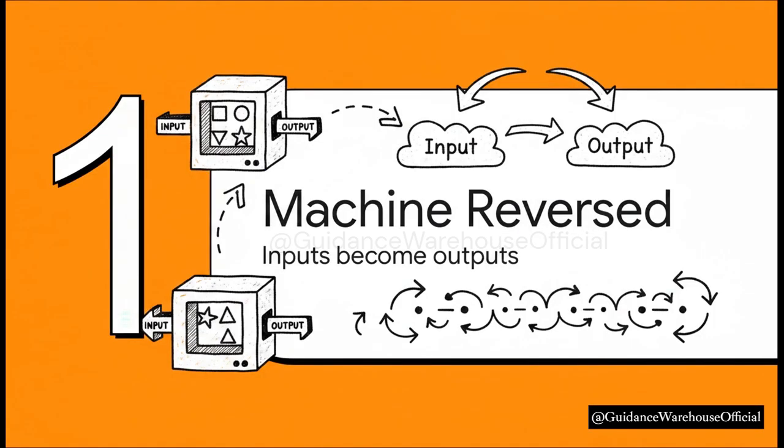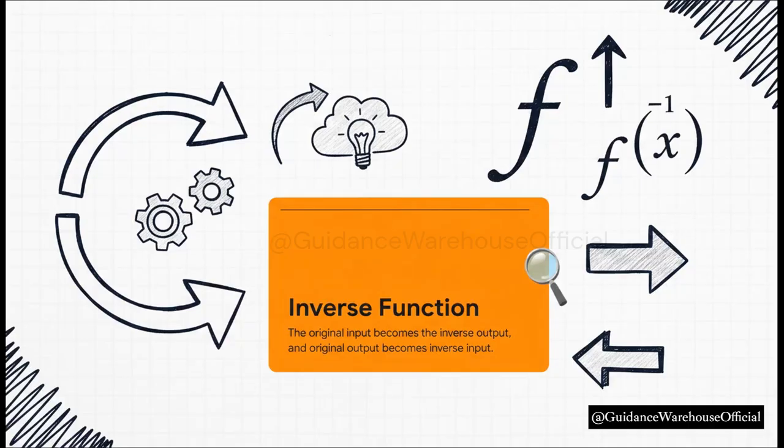Section 1. The function machine reversed. Inputs become outputs, and outputs become inputs. So, that backward formula Betty the assistant was looking for, in math, we call that an inverse function. Simply put, an inverse function completely undoes the original function. The input of your original function literally becomes the output of the inverse, and the output of the original becomes the input of the inverse. We write this mathematically as an f with a tiny -1 at the top right, followed by an x in parentheses. When you see this notation, you read it out loud as f inverse of x.